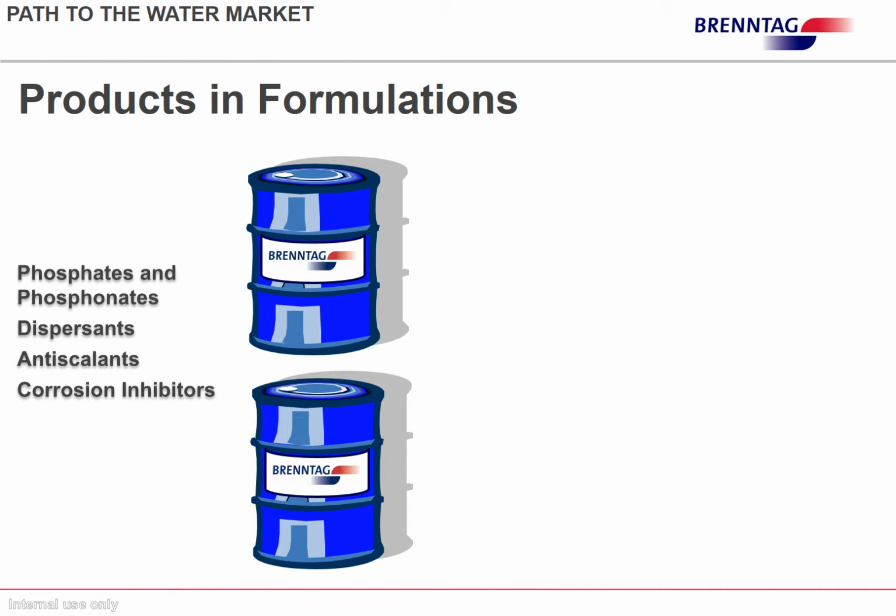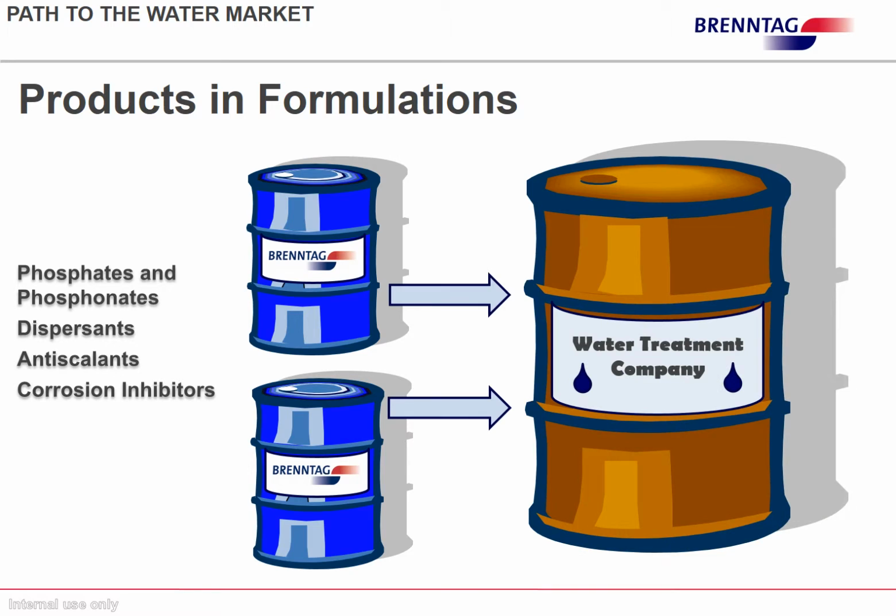Let's talk about some of our products. We have what we call products in formulations. These are things like the phosphonates, the phosphates, the dispersants, the anti-scalants, and corrosion inhibitors. These are put into blends so that a water treater can make a blend that can combat many of the problems they are faced with in water, whether it be deposits, scale, or corrosion. Some can be used on their own, but many of these are used in formulations.